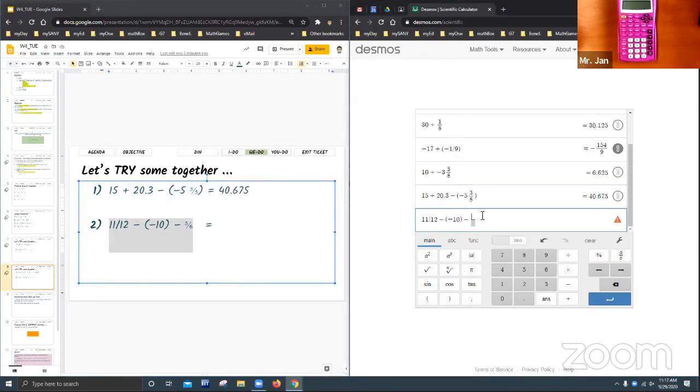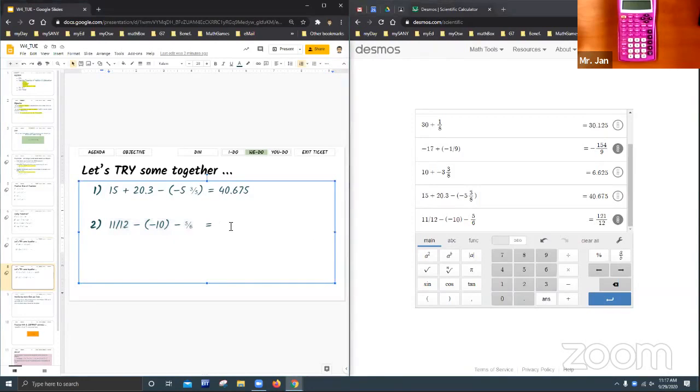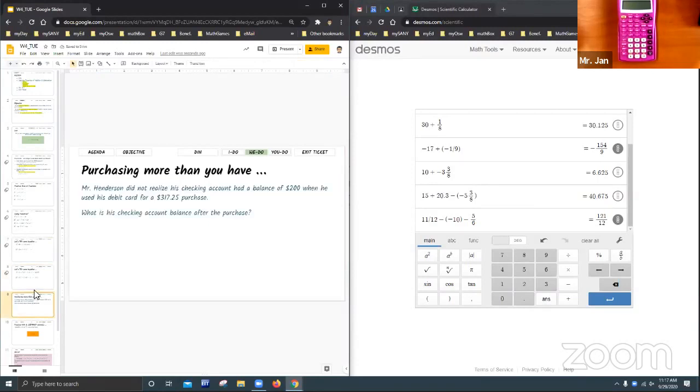So this one is for you. 5/6. It's going to be like a 3 repeating number, but I don't need the decimal form for this one. If you go this way, it's 121/12. Okay, 121/12.